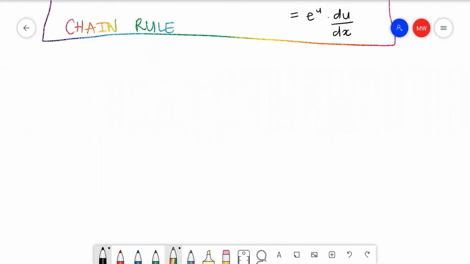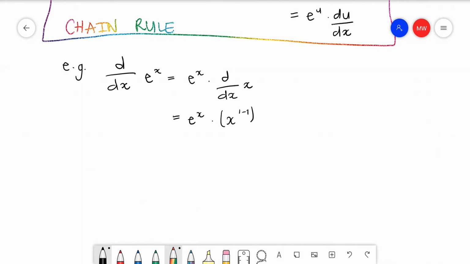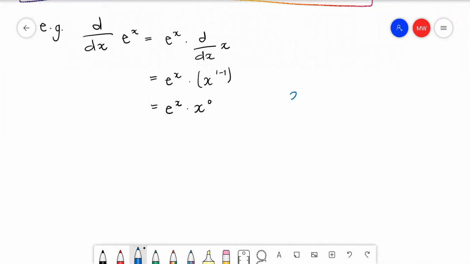The first example that I'm going to do is just d/dx of e to the power x. And so if you have e to the power x times d/dx of x, it would be e to the power x times x to the power 1 minus 1, which gives you e to the power x times x to the power 0. Hopefully from your exponent rules, you remember that x to the power 0 equals 1. And so the final answer is just e to the power x.